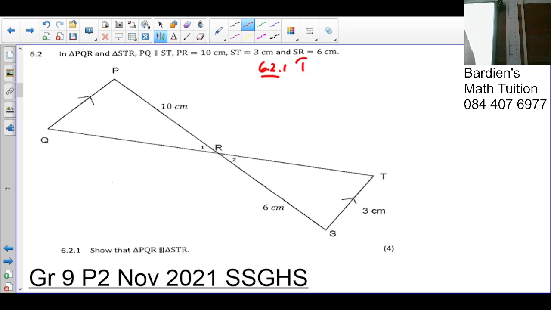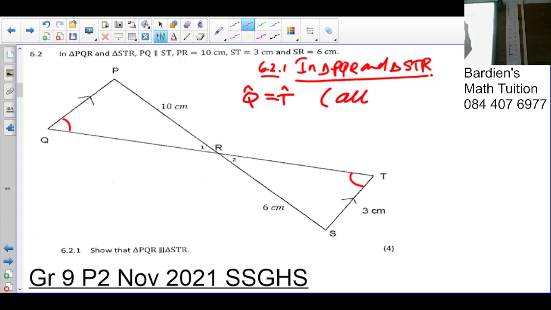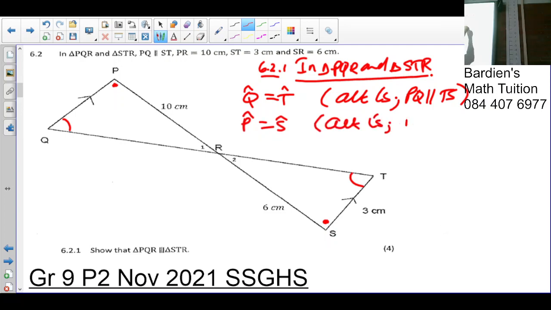So where do we start? In triangle PQR and triangle STR, what can we say? To prove similarity, you can only prove one way, which is angles. So you're going to prove that three angles are equal. Firstly we say that angle Q is equal to angle T. Why? Alternate angles with PQ parallel to TS. Angle P equal to angle S. Why? Alternate angles with PQ parallel to TS. Can somebody call that other one out already? R1 equal to R2. Why? Vertically opposite.